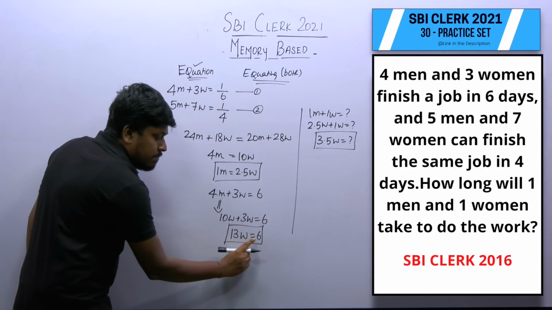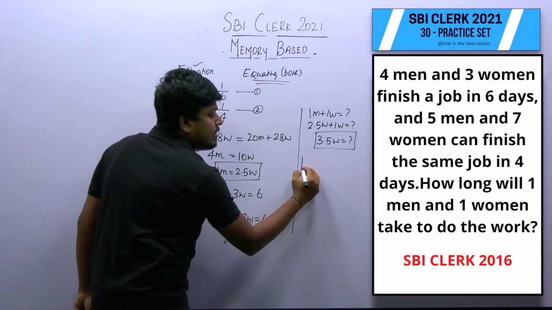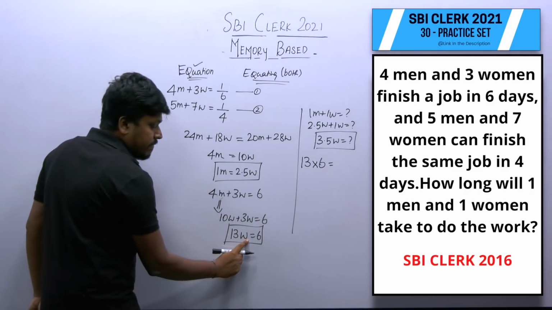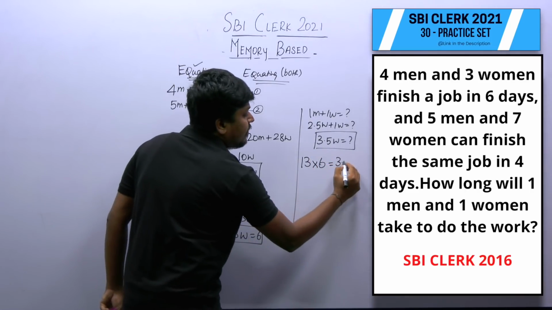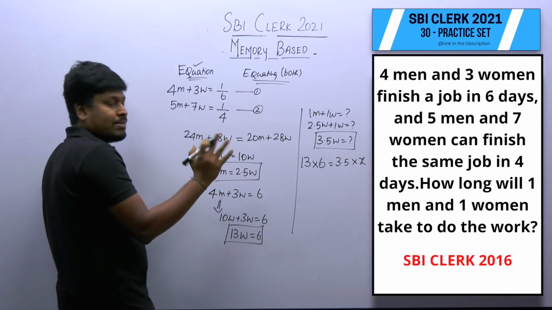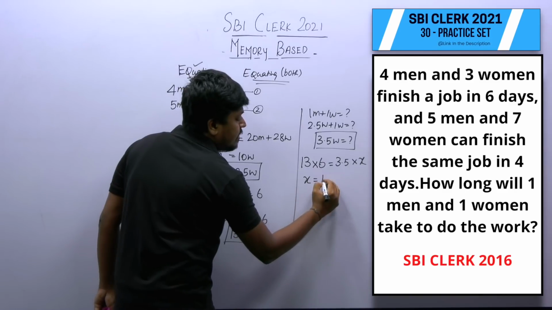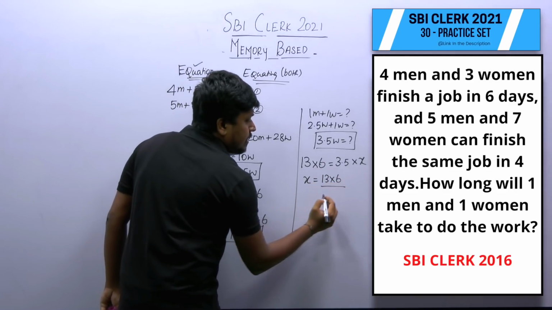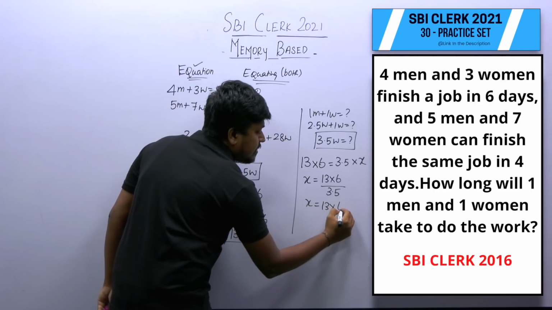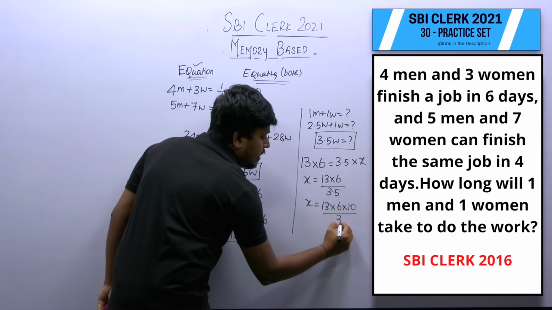13 women can complete a piece of work in how many days? Just see, 13 women can complete a piece of work in 6 days. So now our target 3.5 women, how many days will they take to complete a work? If you find the value of x, that will be the resultant answer. See, 13 into 6 divided by 3.5. So x is equal to 13 into 6 into 10 divided by 35.